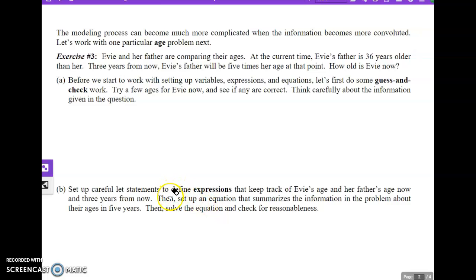So the next kind of problem we're going to look at is an age problem. Evie and her father are comparing their ages. At the current time, Evie's father is 36 years older than her. 3 years from now, Evie's father will be 5 times her age at that point. How old is Evie now? Okay, that's really confusing. So we're not going to do guess and check again. We're going to see if we can figure this out.